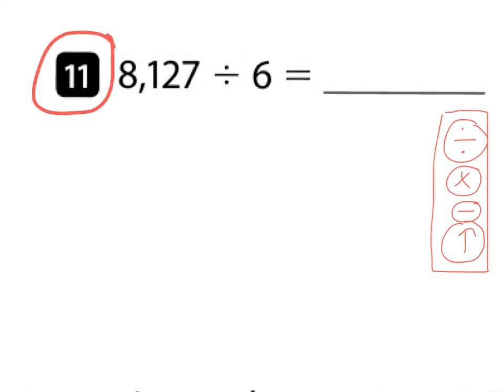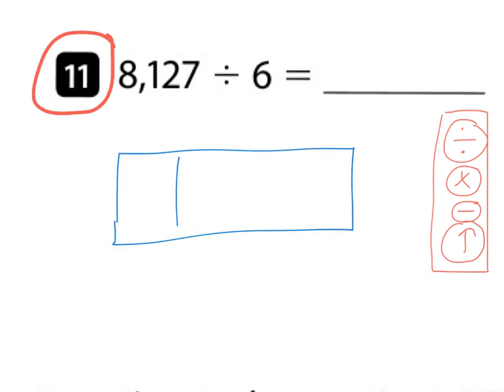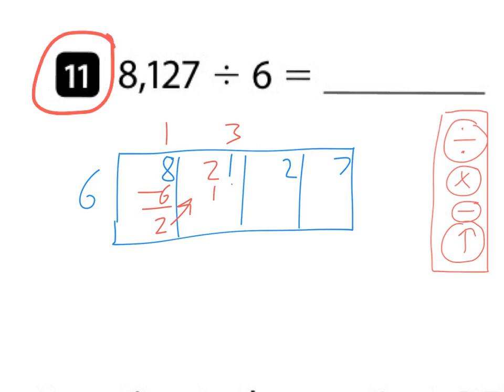Alright, finally we have number 11. There's 4 digits in our dividend, so we will have 4 boxes. 8,127 divided by 6. Everybody say divide, multiply, subtract, bring up. Alright, so 6 goes into 8 one time. 1 times 6 is 6. Subtract, bring up. 6 goes into 21 3 times. 3 times 6 is 18.